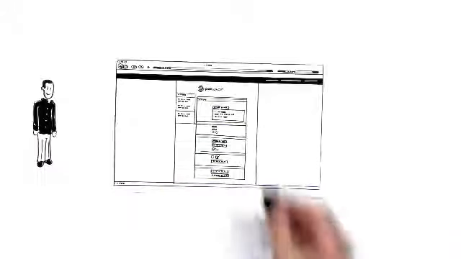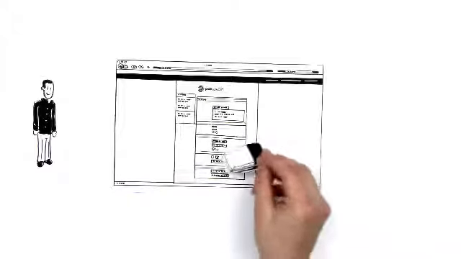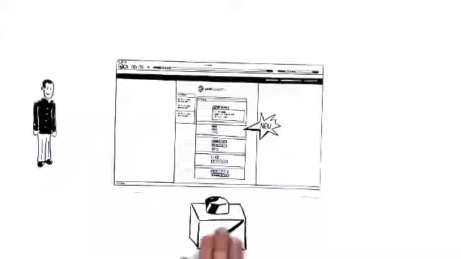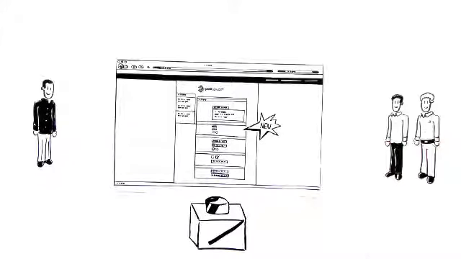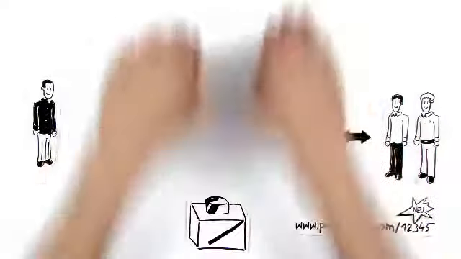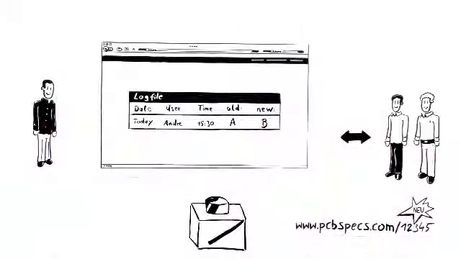And if David subsequently decides he wants to make any changes, he can do so no problem at all, thanks to PCBspecs. With just one click of the mouse, both Marcus and Jim receive David's updated specifications. And what's really great is they can also immediately see in the logbook what has changed.